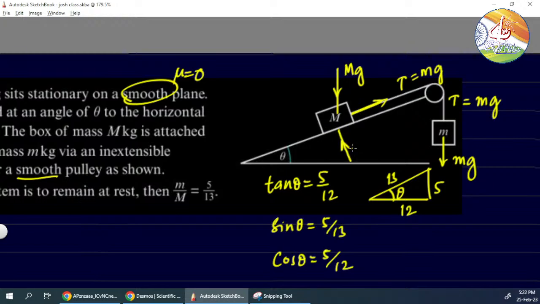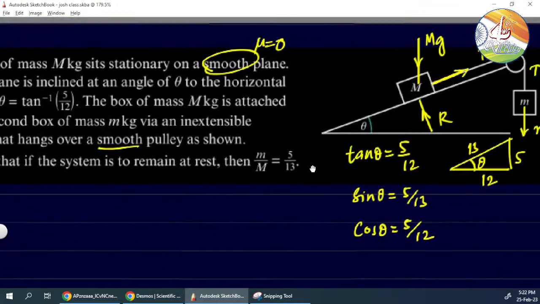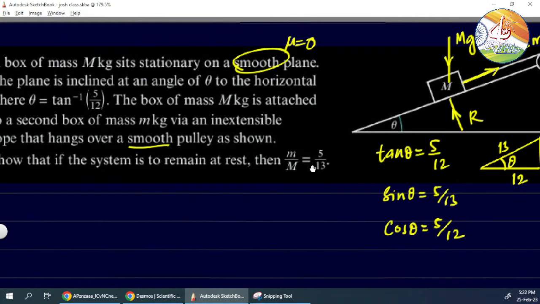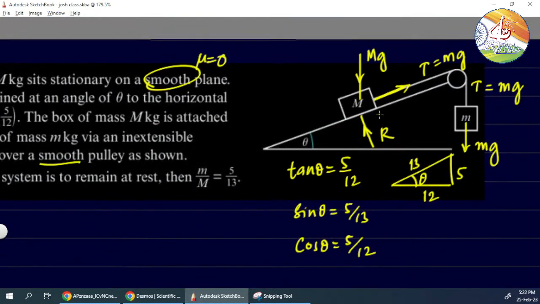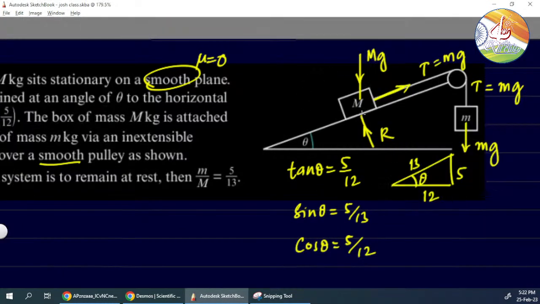Let's say R. Then in which direction is it moving? There is no friction because it is very smooth, so friction we need not take. We need not worry whether it is moving downwards or upwards. Then we just have to take the y direction and the x direction. So this is our x axis, this is the y axis.